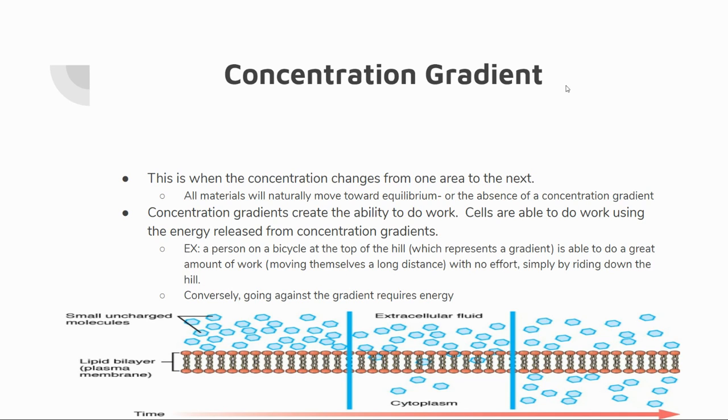That's naturally what's going to happen. But if you got to get to the top of the hill, think about going against the concentration gradient. A lot of energy has to be put into it. So if we were trying to pump more sodium ions out of the inside of the cell to the outside of the cell, and the outside of the cell has a higher concentration, then we have to do active transport. We have to put energy into moving those materials because naturally it does not want to do that.